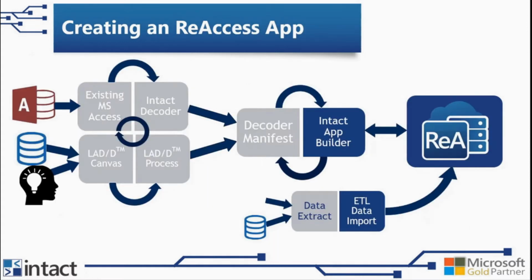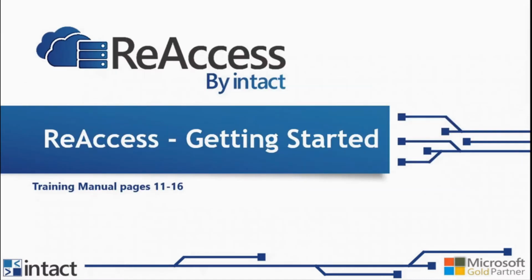So these are the different methods for creating a ReAccess application. Again, we can recreate an existing application using the Intact decoder. Otherwise, we can use the LAD process to gather requirements and build out a prefab manifest, which is loaded into the App Builder to generate the ReAccess application. From there, data can be extracted and imported to continue where the business left off.